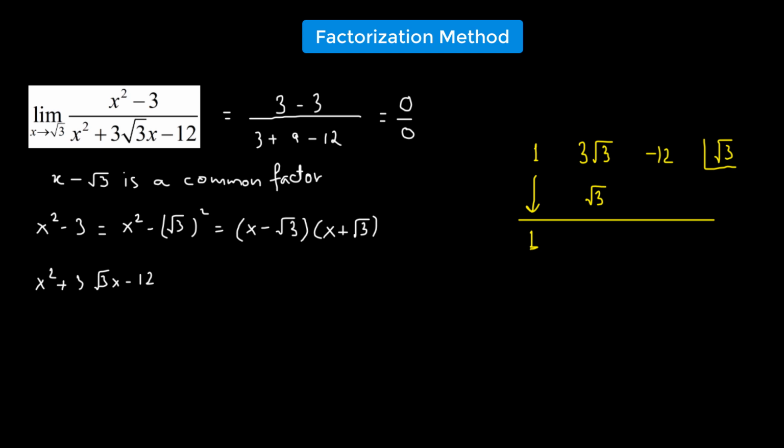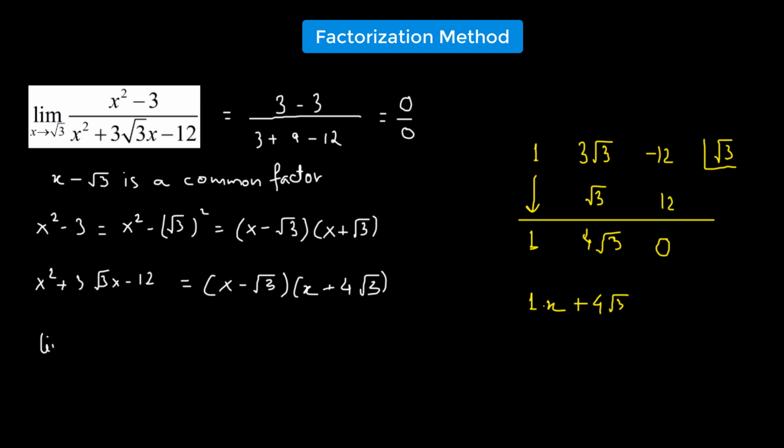So 3 root 3 plus square root of 3 is going to give us 4 root 3. Now 4 root 3 times root 3 is simply 4 times 3, which is 12. So adding down the column gives us 0. So that means this division is giving us a remainder of 0. So now we have 1 times x plus 4 root 3. So this is going to be the quotient. So we have x squared plus 3 root 3 x minus 12. This can be written as the product of x minus root 3 times x plus 4 root 3.